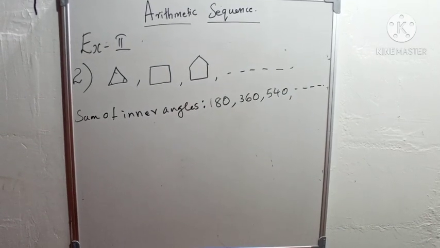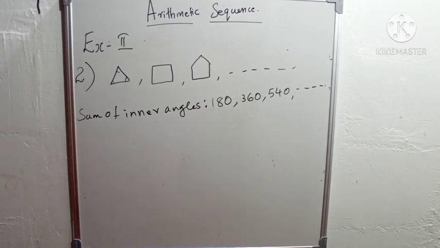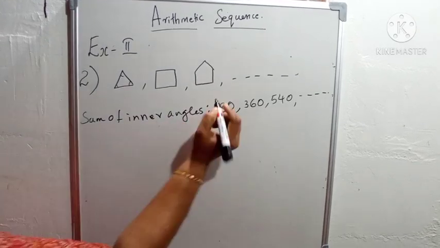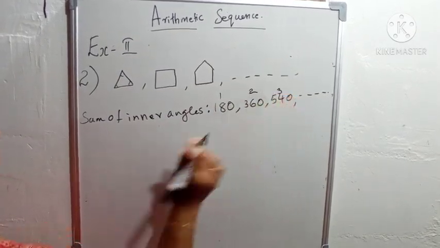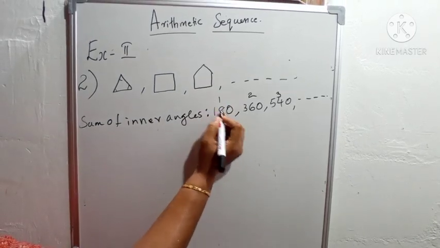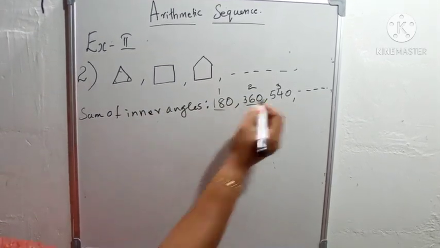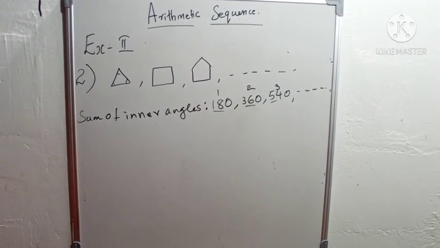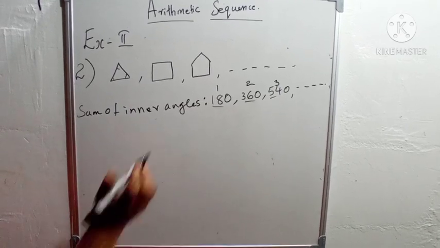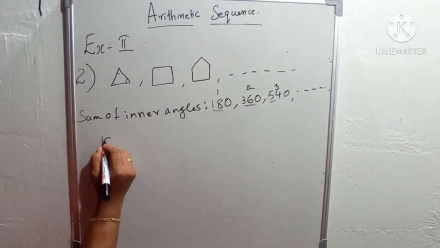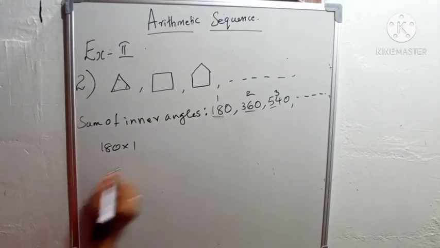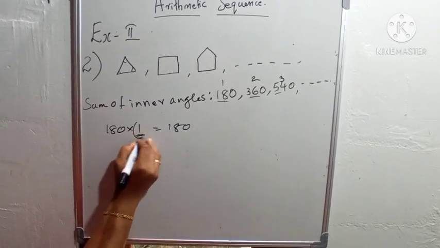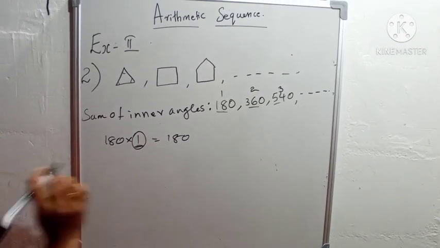Then, how do we write the algebra of this sequence? First, write the positions of these terms of the sequence. 180 is the first term, 360 is the second term, 540 is the third term, and so on. Then how do we find a connection between the terms and its positions? See, this 180 is actually 180 into 1. That is the first position. First term, first position. 180 into 1 is equal to 180.